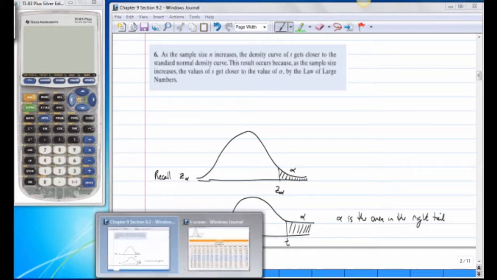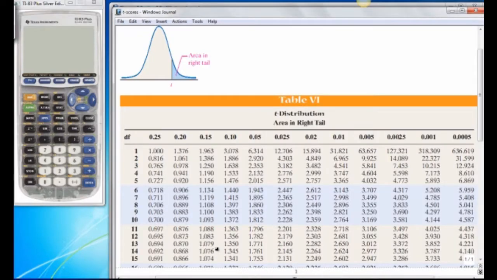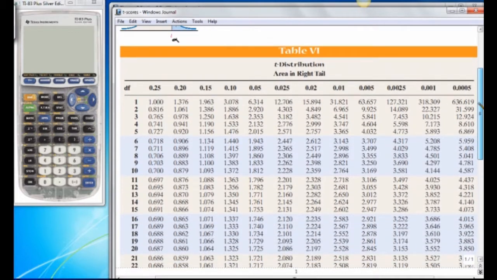Now we have a t-score table, and you'll notice that this table only deals with the area in the right tail. So this is actually alpha, and this is t sub alpha. Let's try that again. Alpha, and this is t sub alpha. Now, this table is different than the normal distribution table.